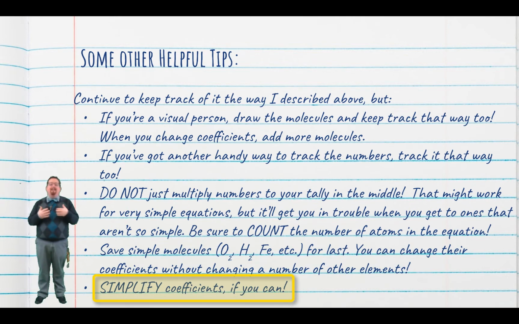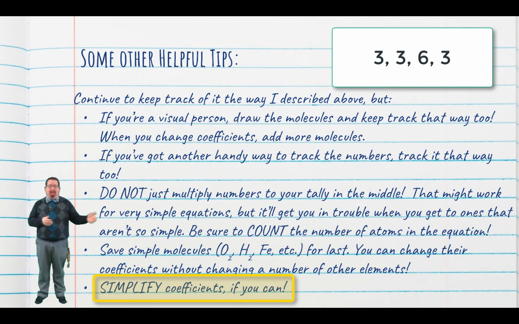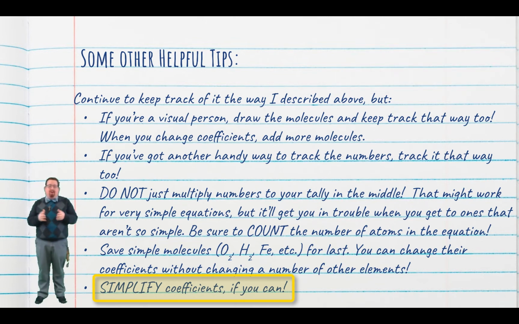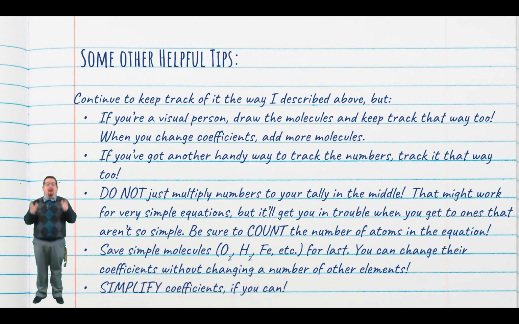Finally, if you balance an equation and all of your coefficients are divisible by a common factor, simplify it. For example, if your coefficients are 3, 3, 6, and 3, that'll reduce down to 1, 1, 2, and 1. That doesn't mean you're wrong, per se, because it is balanced, but we want the simplest ratio of the molecules in our balanced equation. All right, let's head over to the board and do a few examples.